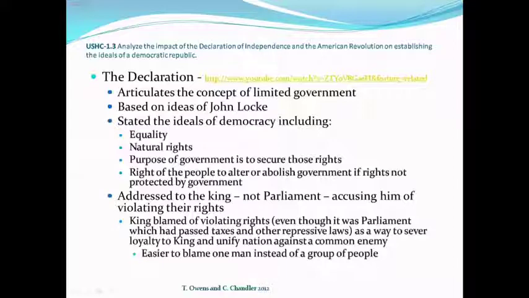He also uses a lot of John Locke's ideas, including his natural rights, and he also has the idea that all men are created equal in there, and that the purpose of the government is really to secure those rights of life, liberty, and the pursuit of happiness. And if they don't secure those rights, then we can abolish the government. That's the social contract theory. It's also addressed to the king, primarily because it's easier to blame one man instead of a group of people, and that would help get the colonists upset and more willing to fight.